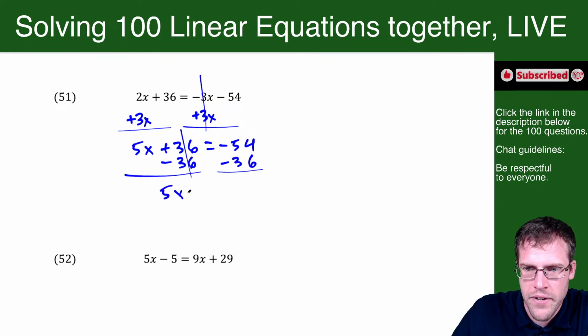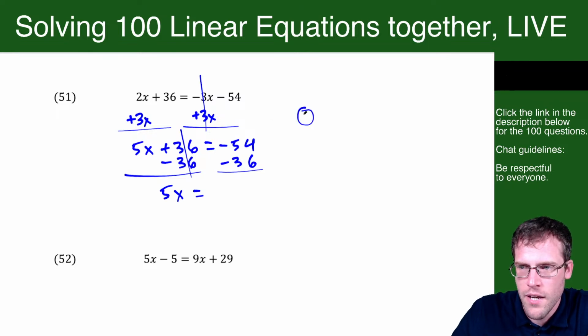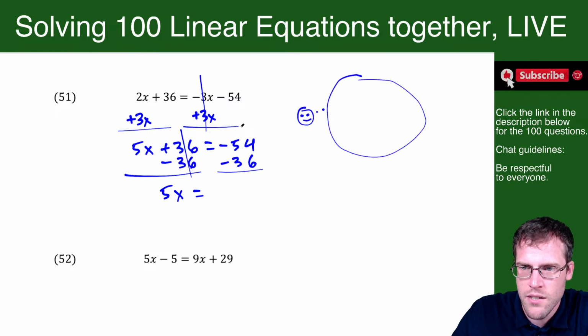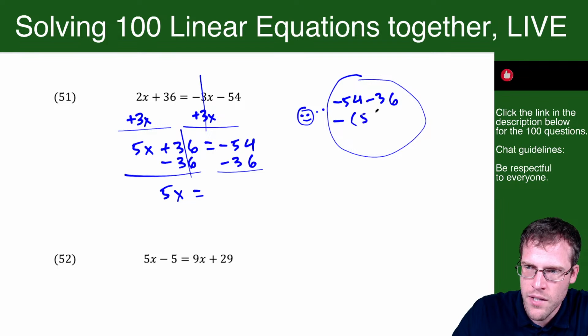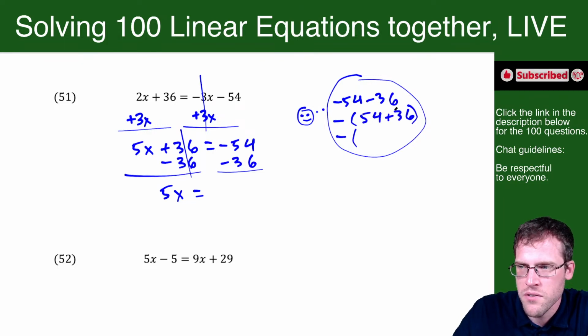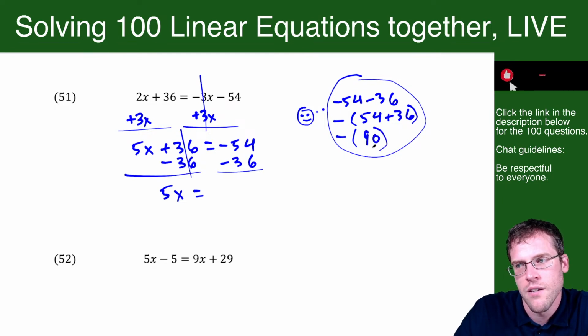And you've got 5x equals. So in my head, once again, when we have minus like this, like a negative and then minus 36, what I'm saying is negative, and then I'm doing 54 plus 36. And I know 50 plus 30 is 80, and 4 plus 6 is 10, so 80 plus 10 is 90. So mental math.